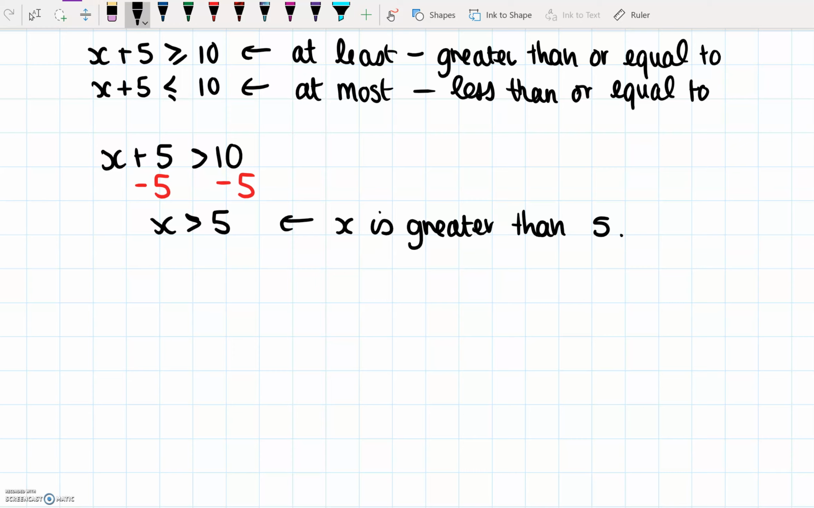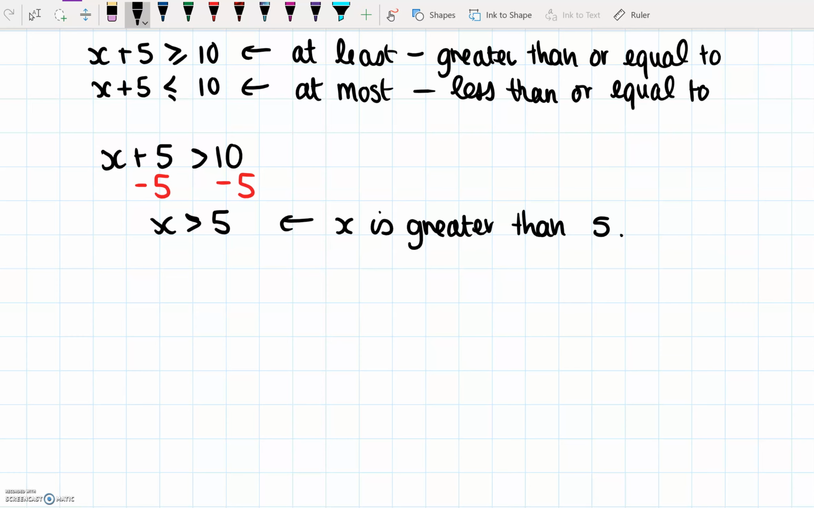So if we put a 6 in instead of x, it will fit. If we put a 7 in, it will also. If we put 8, fine. If you put 200 in, that will still satisfy x plus 5 is greater than 10. If you put a number of 5 or below, then it will not satisfy it. So if we substitute in 4, 4 plus 5 is 9. 9 is not greater than 10, so that does not satisfy the inequality.